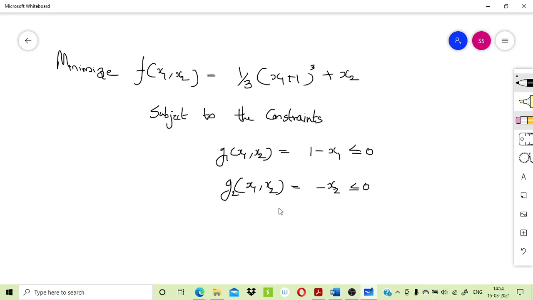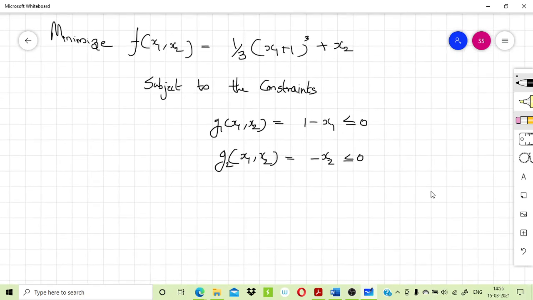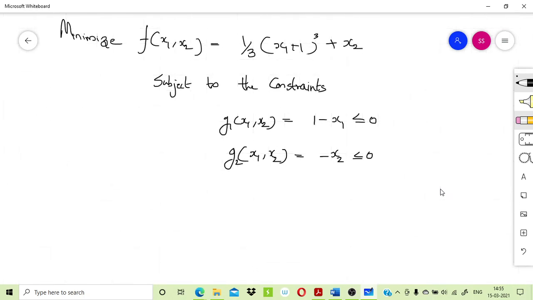Okay, and the solution will be, you have to identify that this is a convex programming problem, CPP. Then how to identify that? First of all, if this is a CPP, then you have to prove that this f and the constraints g1 and g2 are convex functions. In that case, how to prove it?